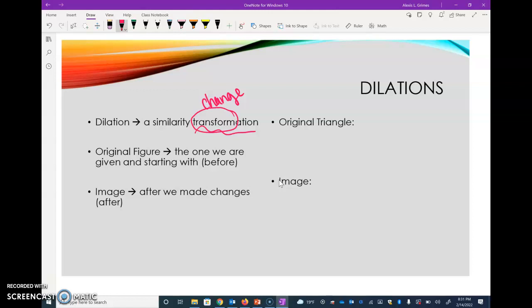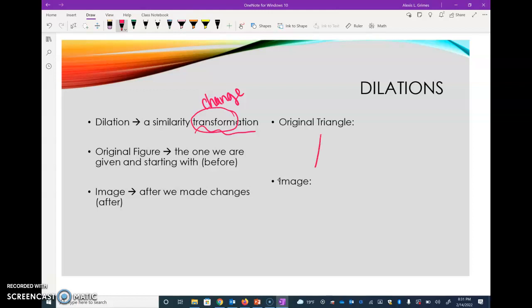So we have our original figure. That's the one that we're getting and starting with, and then the image, that's the new one after we make changes to it. So really, if you think about the activity that we did, you had the original on the right side of your screen, and then when you moved the triangle around, or you scaled it bigger or smaller or rotated it, that would have been your image. So we have special ways of naming these.